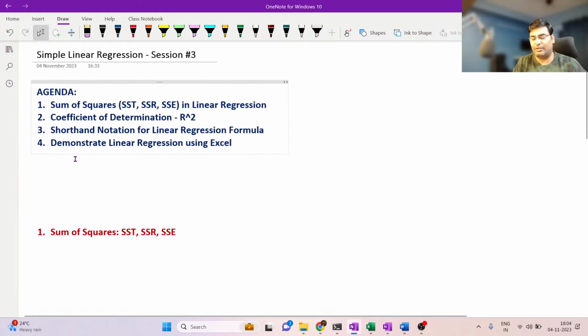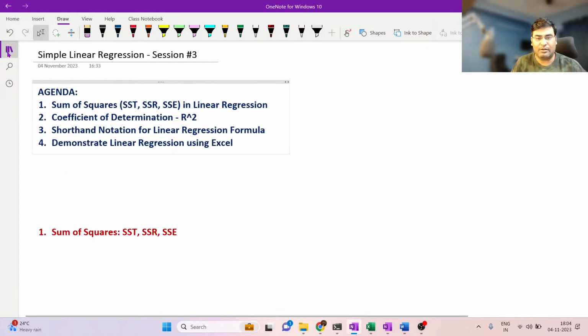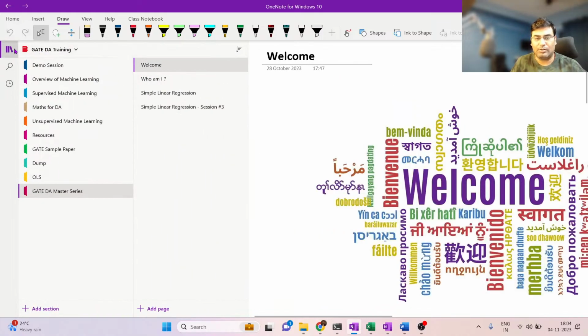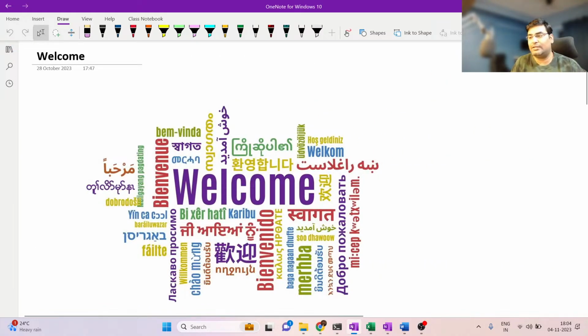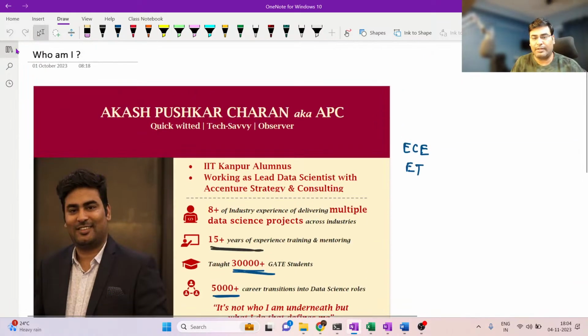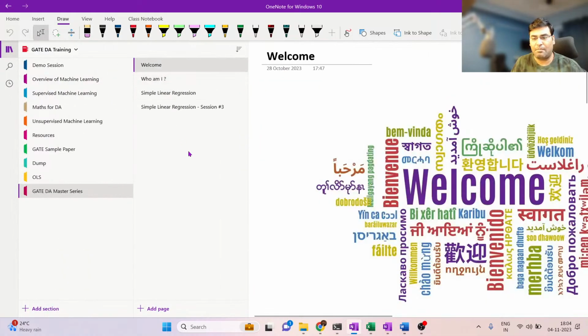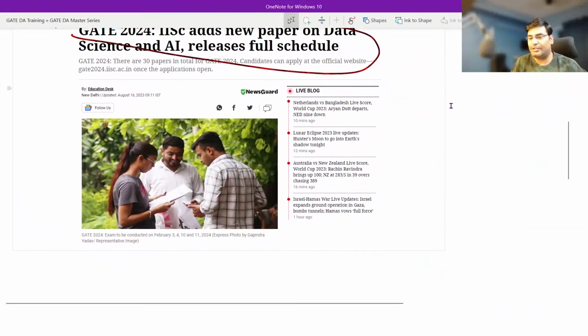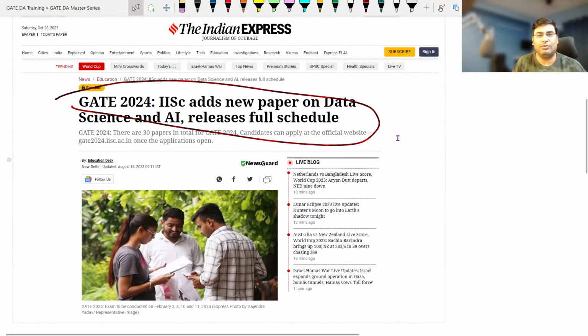Now, the agenda for session three. Before we get into the agenda, let me quickly reiterate the whole intent of doing this masterclass series. Just to introduce this to the new learners coming on the channel, GATE has introduced a new paper. This is going to happen from 2024 onwards. This is the first time GATE has come up with a new paper on data science and AI. They are calling it the DA paper.